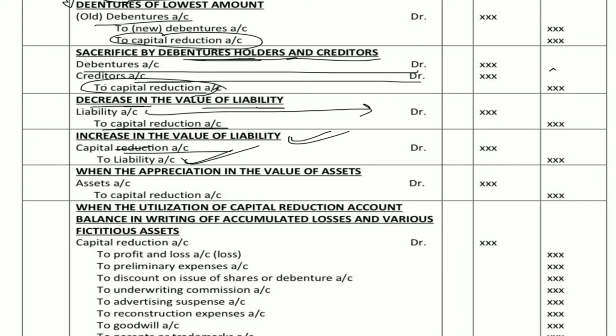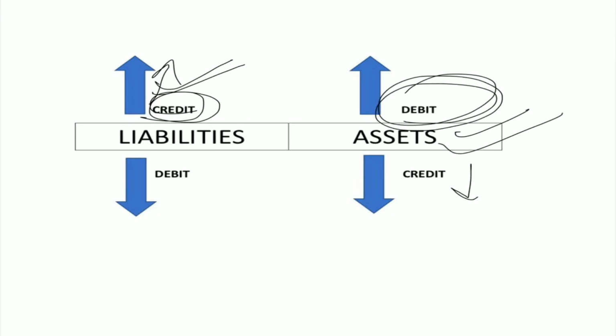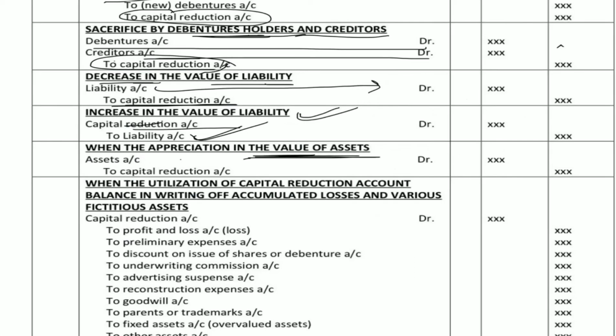Now exactly opposite to the liability entries, when there is an appreciation in the value of an asset, we will debit the value, and when an asset depreciates, we will credit the value. So the entry will be asset account debit, to capital reduction account. Now let us see when the asset depreciates in value, then the entry will be capital reduction account debit, to asset account.